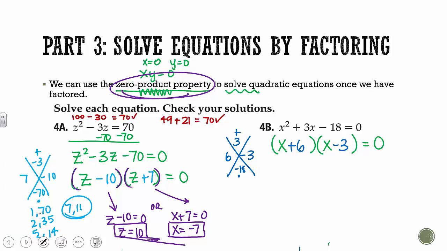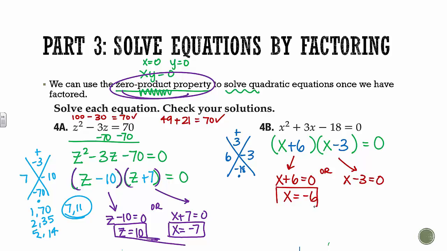And now because these two things are multiplied together and they equal 0, we can use the rule that says this one has to equal 0, or this one has to equal 0. And then it's super easy to solve because they're nice linear equations that we know how to do. And you end up with negative 6 and 3 as your two answers. And just like the last ones, you could plug them in and double check.